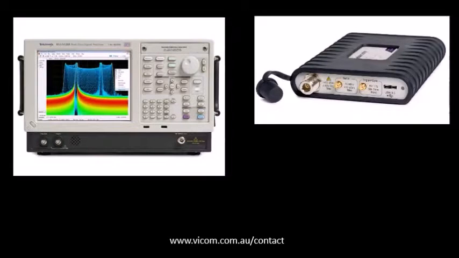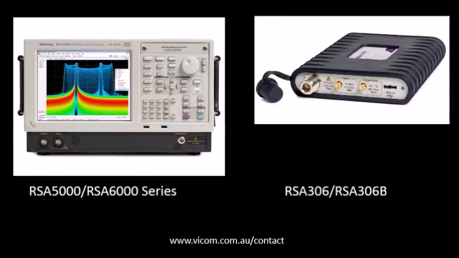Hello, this is Frederick from Tektronix. I'm coming back here tonight with an update video, and we're going to look at the RSA5000 and 6000 in general, which are the bigger instruments, versus the USB 3.0 real-time spectrum analyzers. And some of you have already noticed that there have been 3 updates.